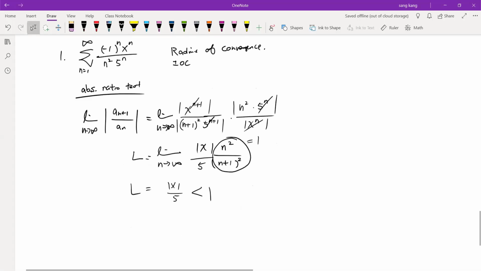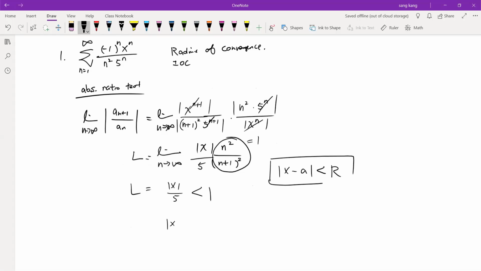So for the radius of convergence, remember the general form is the absolute value of x minus a less than r. We need to get it in this form, so I multiply the 5 over. My a is 0 in this case, so my radius is going to be 5.